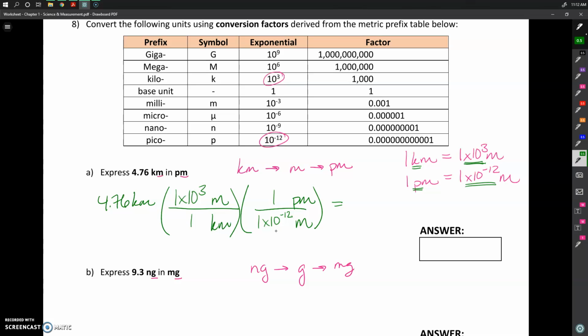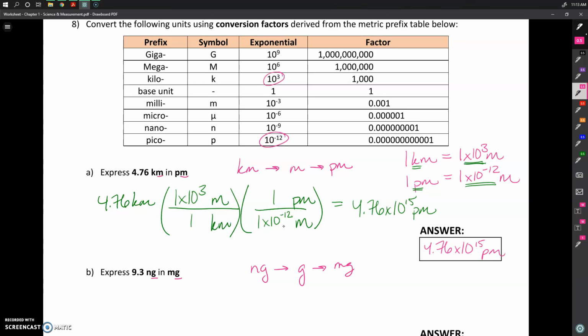So 4.76, I'm going to take that times 1 times 10 to the third, and then I'm going to divide that by 1 times 10 to the negative 12. And when I type that into my calculator, I get 4.76 times 10 to the 15th picometers. So my final answer here is 4.76 times 10 to the 15th picometers.